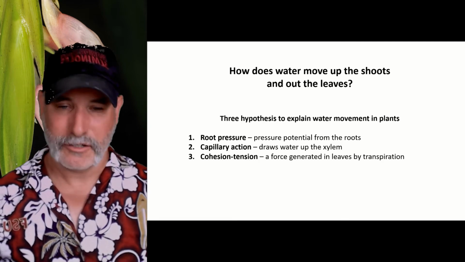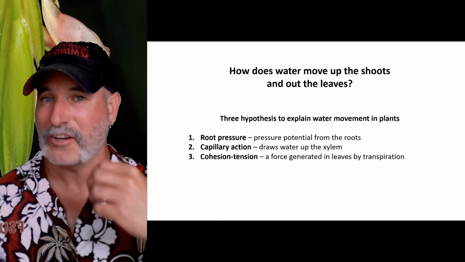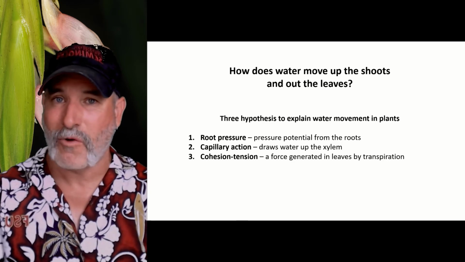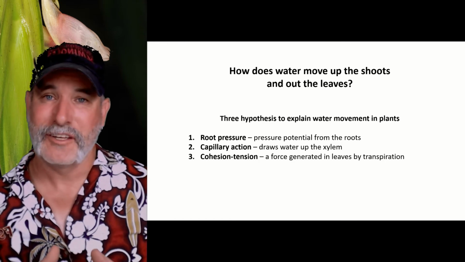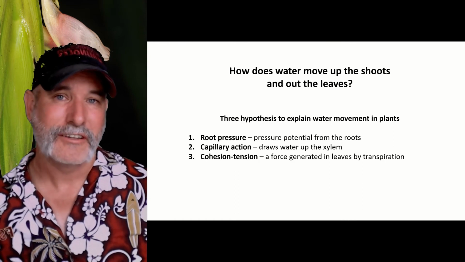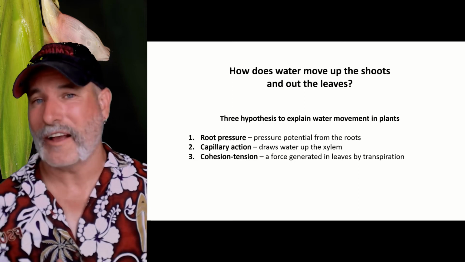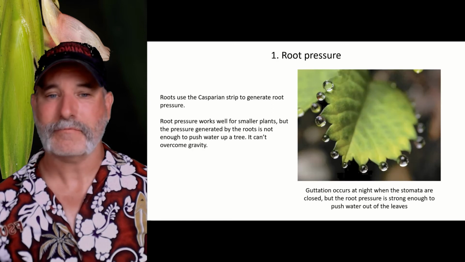And then cohesion tension. You ever sucked on a straw? You pull the water up through the straw. That's because you're creating negative pressure in your mouth, and atmospheric pressure is pushing down on the water, and it goes up the straw and into your mouth. And this is actually a force generated by leaves as water exits the leaves through a process called transpiration.